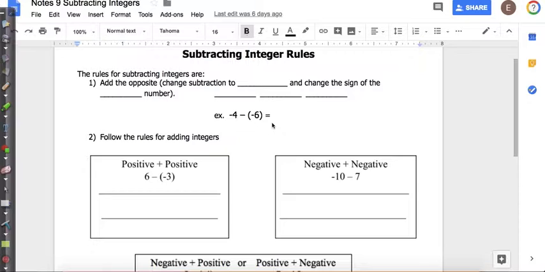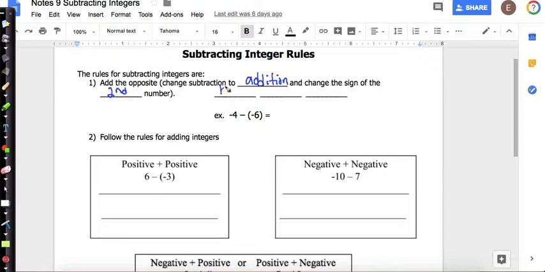So in 6th grade, you learned about subtracting integers, and you probably learned that it was the same as adding its opposite. So here are the rules for subtracting integers. Add the opposite. Change subtraction to addition and change the sign of the second number.